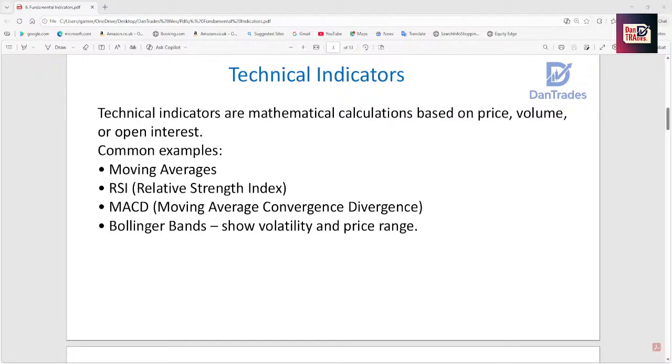We can continue. As I said, we are going to be talking about moving averages, RSI, MACD, and the Bollinger Bands. Now, the Bollinger Bands was brought up by John Bollinger. That's why it's called the Bollinger Bands. But you realize the rest don't really have anything related to someone's name, only the Bollinger Bands. So let's continue. Technical indicators.